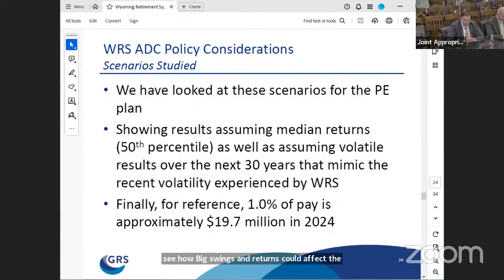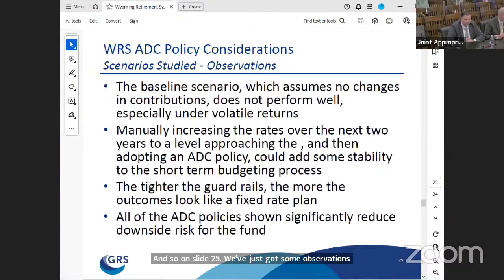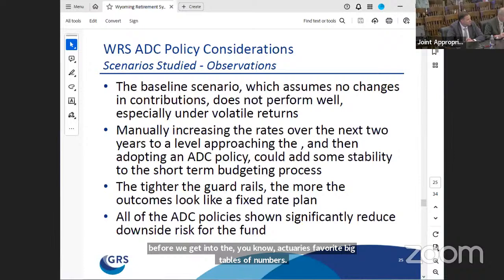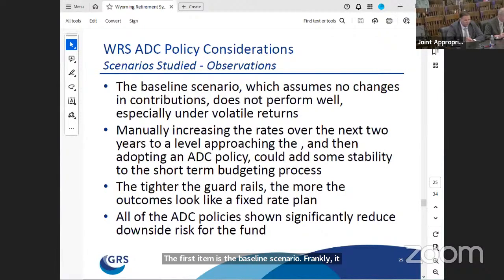And so on slide 25, we've just got some observations before we get into the actuaries' favorite big tables of numbers. The first item is the baseline scenario. Frankly, it doesn't perform well under any of even the volatile returns, that median scenario, simply because it's assuming that no one's coming in to grab that wheel and to make any sort of contribution changes. Manually increasing the rates over the next couple of years could add that stability, as we mentioned. And then I already made this point about the tighter the guardrails, the more it looks like a fixed rate plan than it does an ADC plan. But what you'll see here in a moment is that all of these ADC policies do significantly reduce the downside risk of the plan. It's going to put some more certainty on the point at which we approach fully funded for the PE plan.